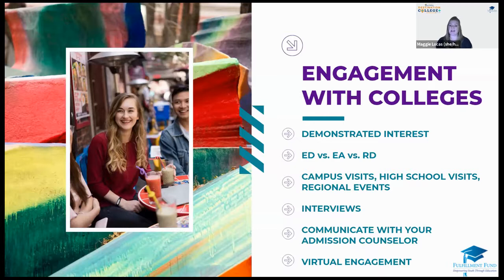I will say this idea of demonstrating interest, applying early decision or early action is another way to do that, to say this is one of my top schools. I'm really interested in it. We talked about ways to show interest: virtual visits, regional events, when campuses are open, if you have the opportunity to visit those campuses.